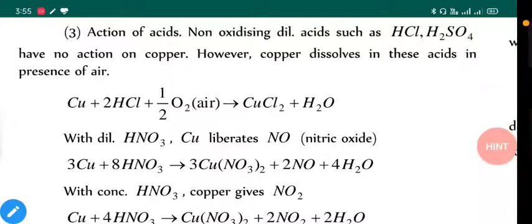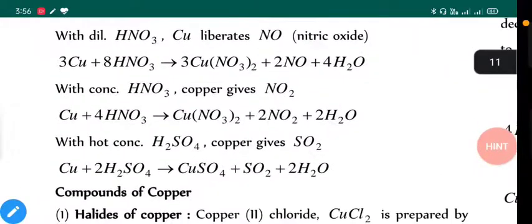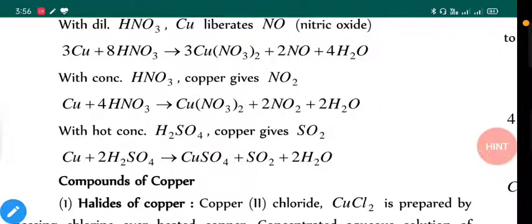Then action of acid. Non-oxidizing dilute acids such as HCl, H2SO4 have no action on copper. However, copper dissolves in these acids in presence of air. So that means we need air or open atmosphere at least to get reaction of copper with acids. So as we can see, Cu with HCl in presence of air gives CuCl2. With HNO3 it gives Cu(NO3)2. With HNO3 in higher concentration it gives Cu(NO3)2 with NO2 gas released. With hot concentrated H2SO4 it gives copper sulfate.